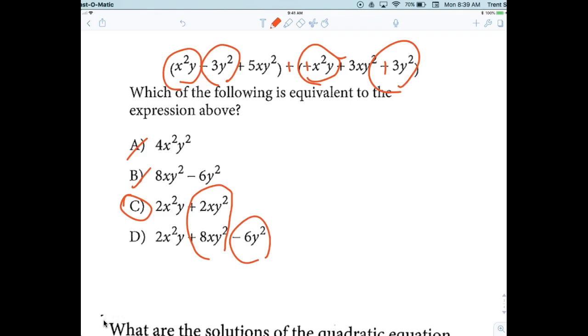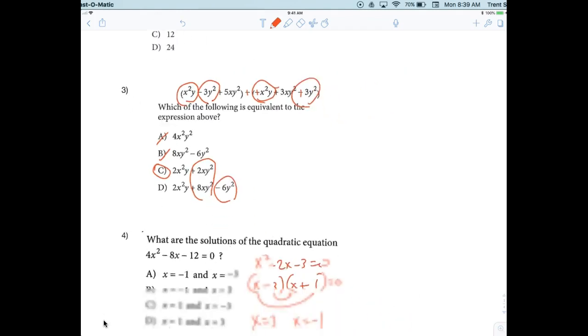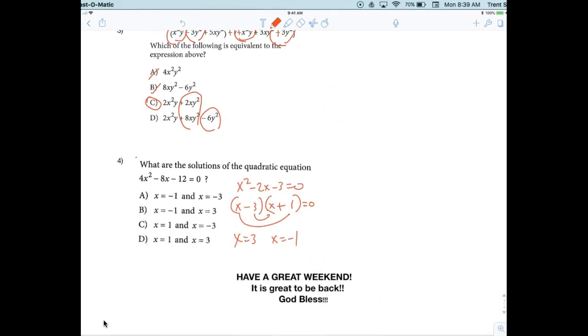Now, 40. 3 and negative 1. I believe it's B. You get negative 2x. You do negative 3. It says 3, negative 1. Because you have to plug the numbers in.